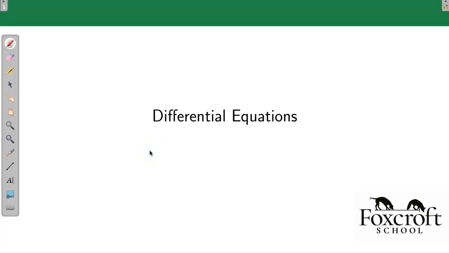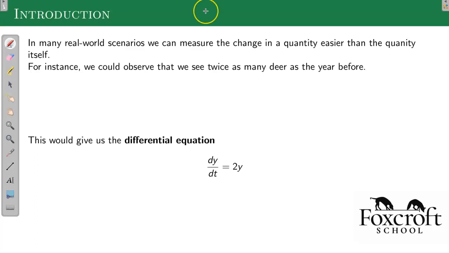In this video, we're going to introduce the topic of differential equations. A lot of times in a scenario, you can measure the change in a quantity easier than the quantity itself. For instance, you may be able to observe there's twice as many deer as the year before, so we can measure that there's a change of 2. It's easier than counting each individual deer.